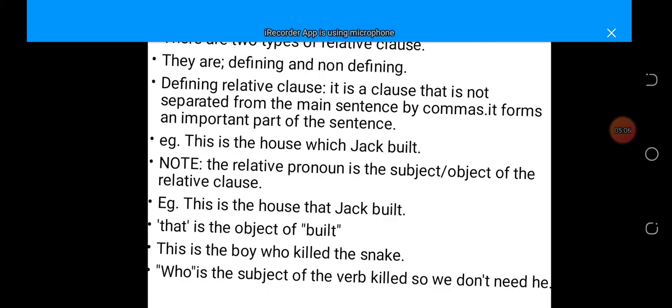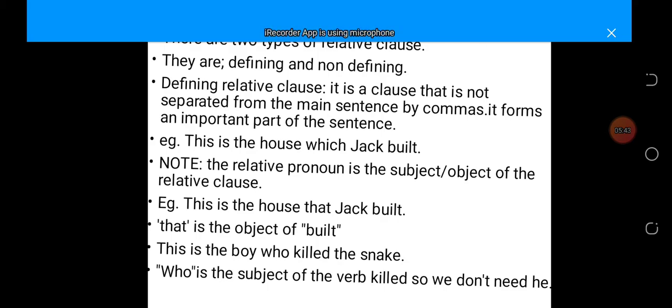We should also know that the relative pronoun is the subject or the object of the relative clause. Example, this is the house that Jack built. For this one, we can observe that that is the object of built.